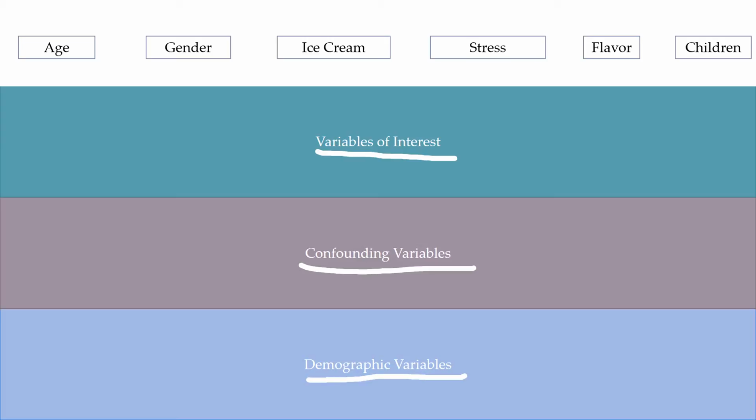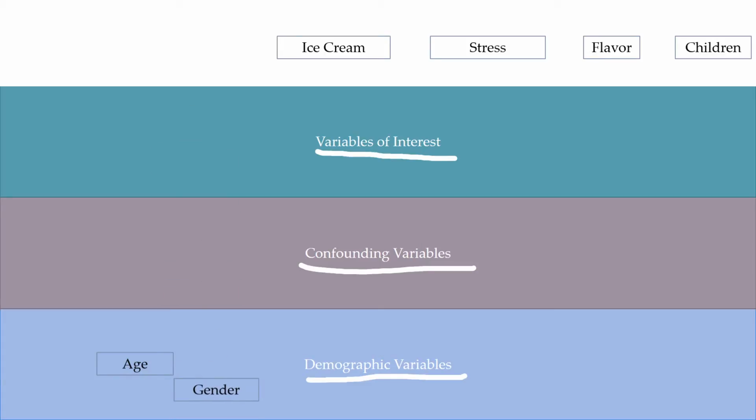So we're going to go back to our ice cream example and have the hypothesis that ice cream leads to happiness in children. So the first variable up here is age. Age would be a demographic variable. Now sometimes age might be a variable of interest or a confounding variable, but not in this case. So age is a demographic variable. Gender could also be a demographic variable.